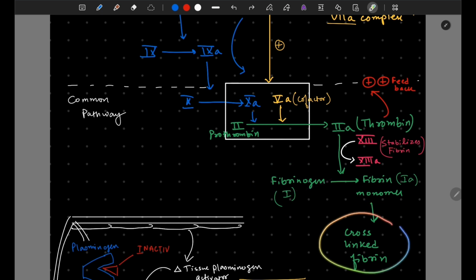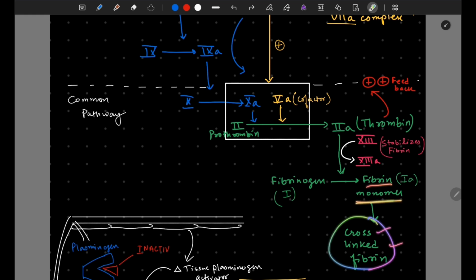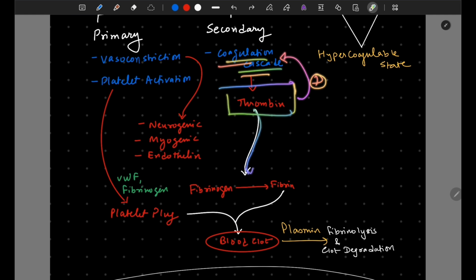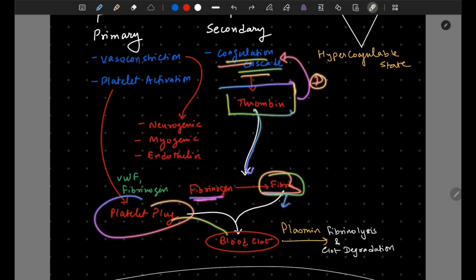Fibrin is a monomer which forms cross-linked fibrin, leading to a platelet clot formation. Here we have seen how the coagulation cascade led to production of thrombin, and thrombin itself causes a positive feedback mechanism in the coagulation cascade and also leads to conversion of fibrinogen to fibrin, and this fibrin gets cross-linked and leads to platelet plug stabilization and forming a blood clot.